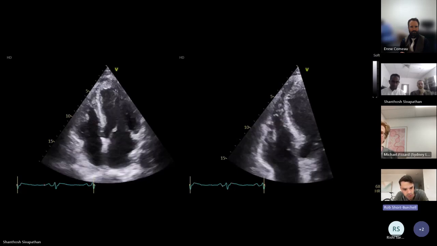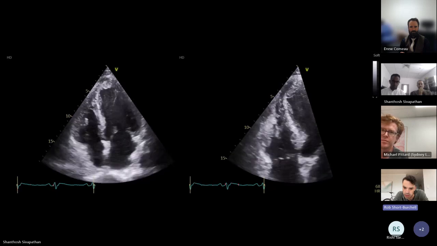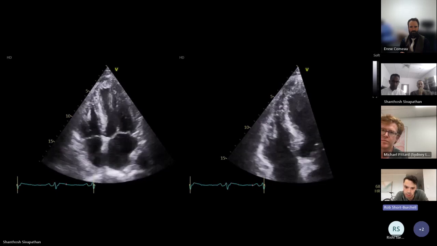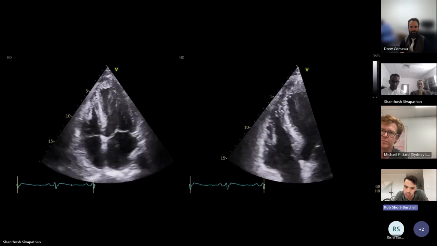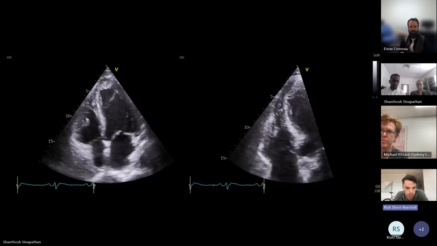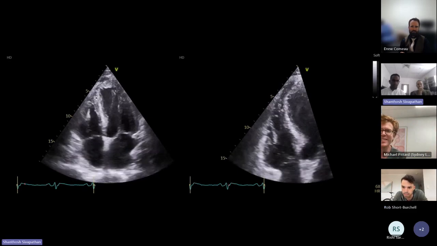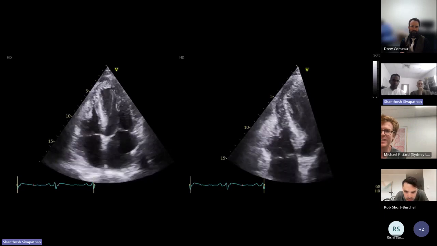The mitral valve looks to be coapting well. Now, on the right-hand side, the RV free wall and longitudinal function appears preserved. The tricuspid valve is coapting normally, and the RV is of normal size. So that's what I'd say about those. Anything else on that 4-chamber view?